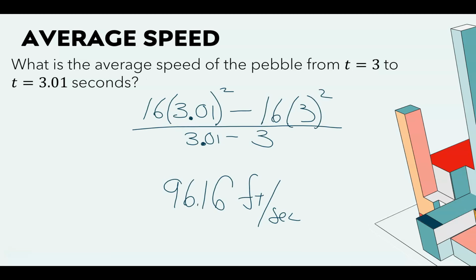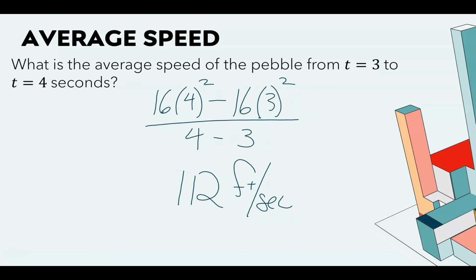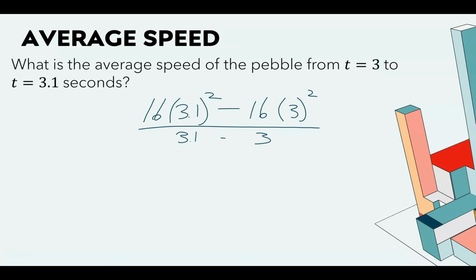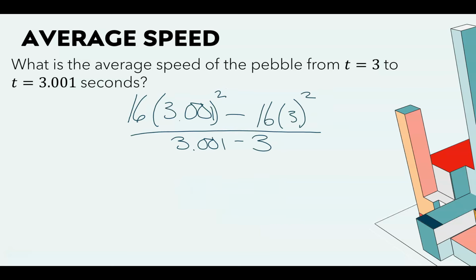And you should be guessing that this is going to be, well, notice we went from 112 feet per second, t equals 3 to t equals 4, 97.6 feet per second, 96.16 feet per second. You should be guessing, well, less than 96? How much less? Oh, 96.016. And what you should be starting to feel is we're doing a numerical limit.